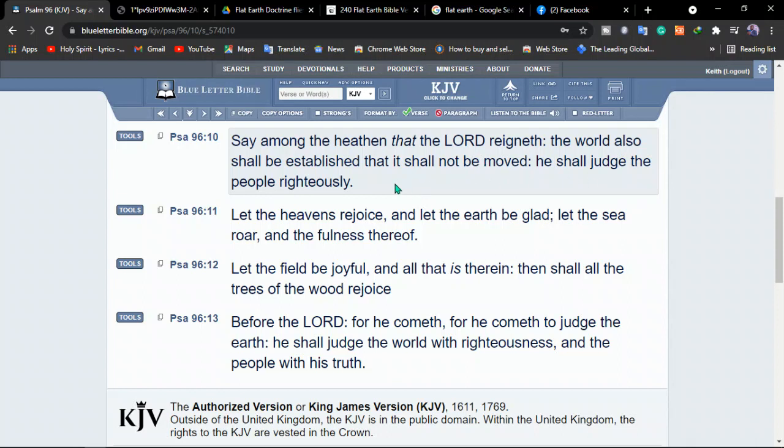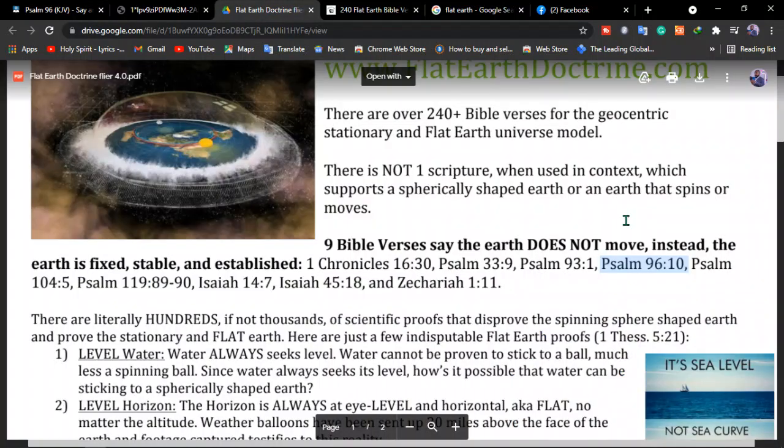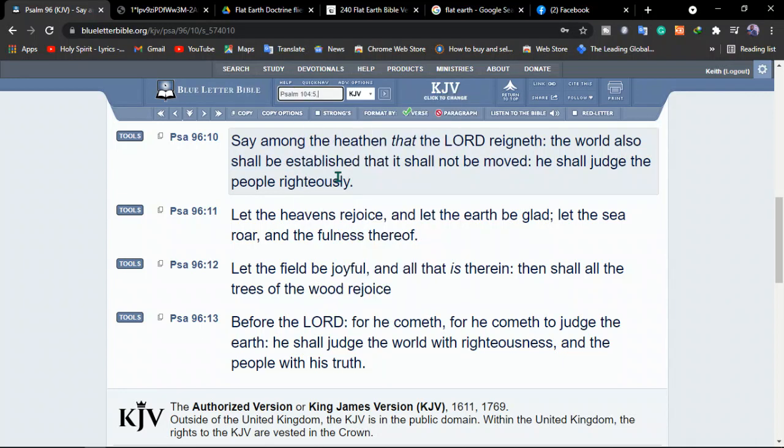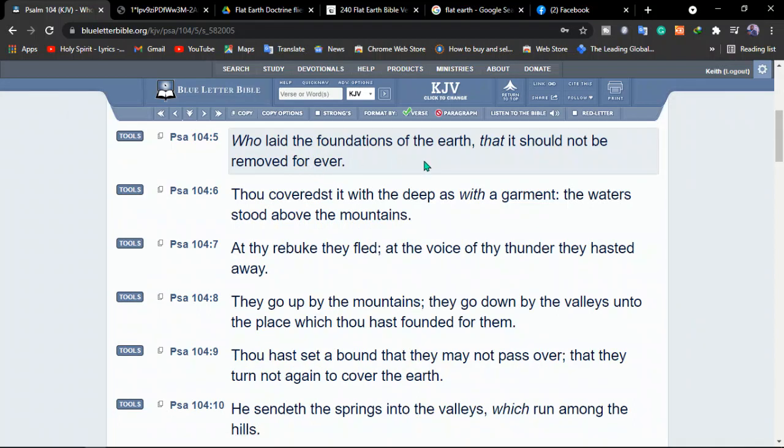He shall judge the people righteously. Righteously will he judge the people. Because he says, and it happens. He said that this world, let it be established and let it not be moved. Let's go again to Psalms 104:5. Who laid the foundations of the earth that should not be removed forever? The earth has foundations. It is put on pillars. It cannot be removed forever.